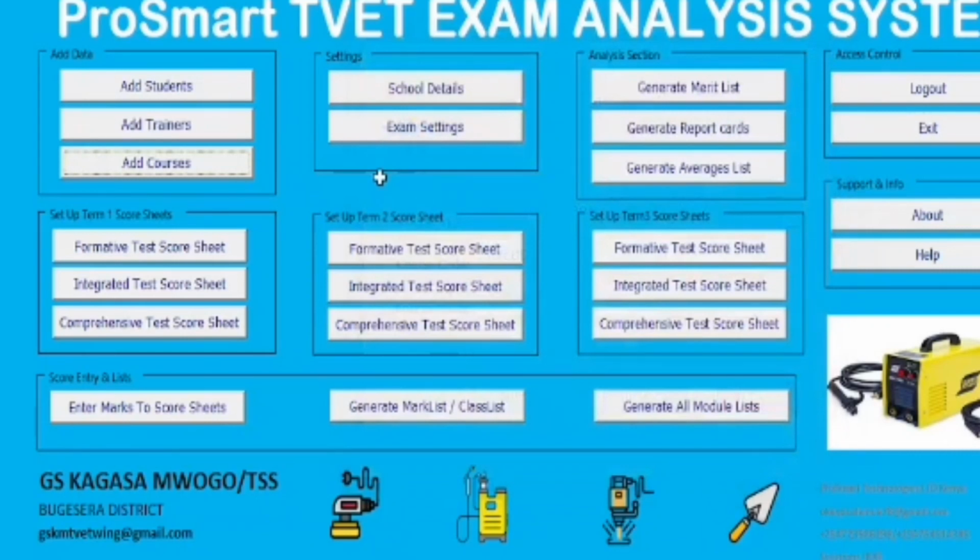You have to add the courses because the system requires them. Then after that particular addition of data into the system, you need to set up your score sheets where you'll be entering marks for term 1, term 2, and term 3. So we have the formative test, we have the integrated test, and then we have the comprehensive test. So in term 1, those 3 must be set up first, then term 2, then term 3. So you just click the one where you want to enter marks. For example, you are in term 1, so you have to set up this sheet where you'll be entering marks. So just click that.